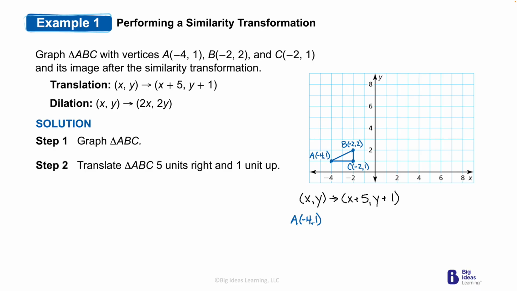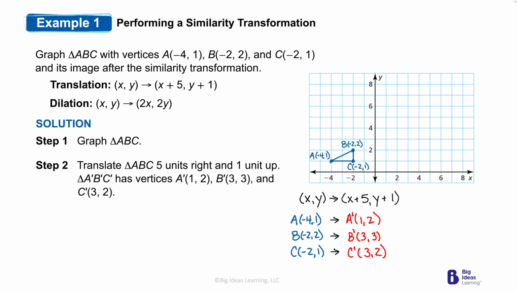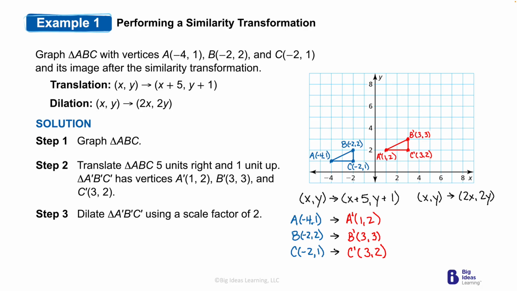So we'd have A prime at 1, 2, B prime at 3, 3, C prime at 3, 2. So put them there, connect the dots. All right, there's your translation. Now your dilation says 2x, 2y. So A prime at 1, 2 becomes A double prime, 2, 4.